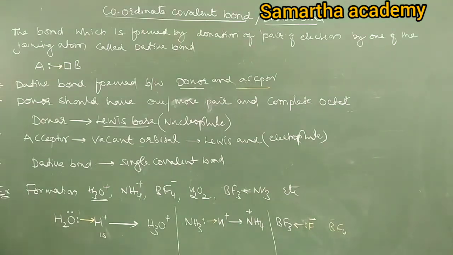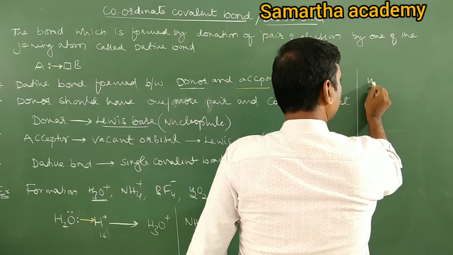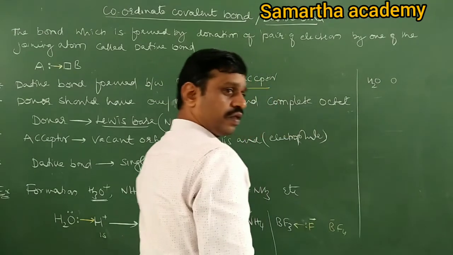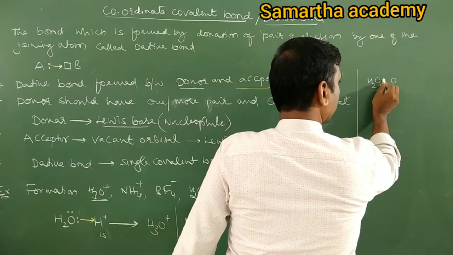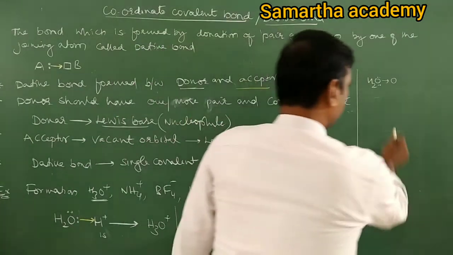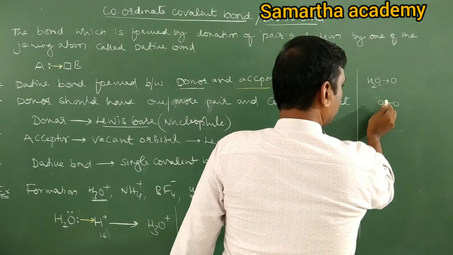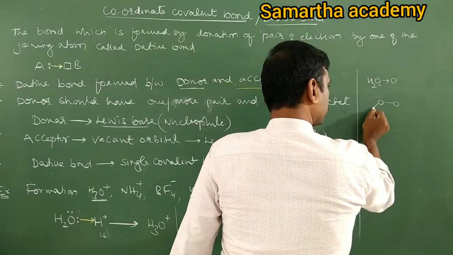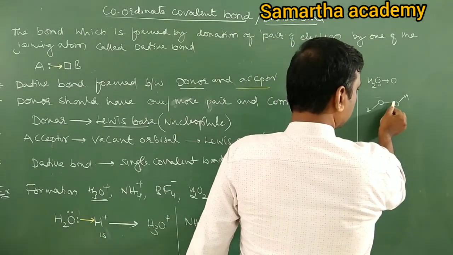Similarly, H2O2. In H2O2 also there is a coordinate covalent bond. Here oxygen donates a pair of electrons to the other oxygen. The bond between one oxygen and the other oxygen is a coordinate covalent bond. It has an open book structure, like this. So this bond is a coordinate covalent bond.